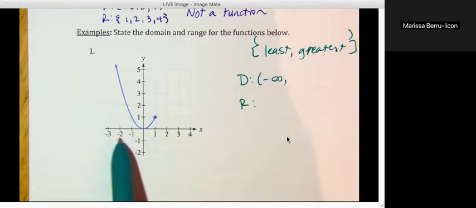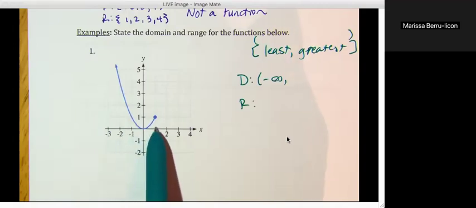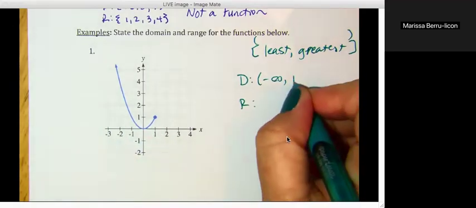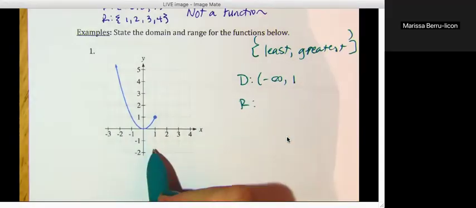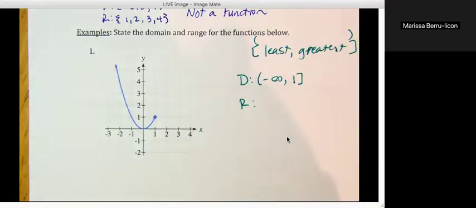There's no interruption, there's no holes, there's no asymptotes, there's nothing that interrupts the x values being used here. And then the very last one would be 1. And notice it has a closed dot here. That means it does actually equal 1. So we will use a bracket on 1.